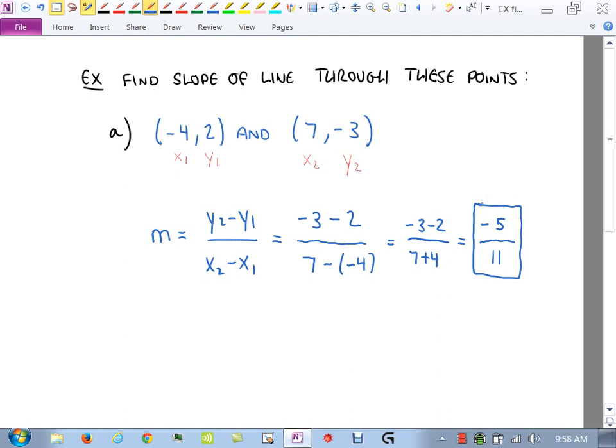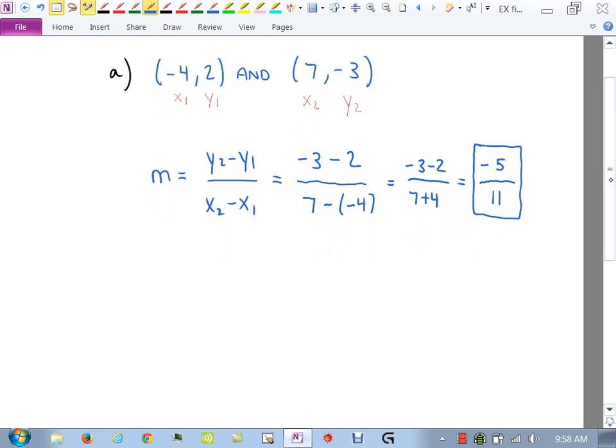So let's just see here. I mean, we're done. We've answered the question. But let's just look at something real quick. If I were to have graphed these 2 points, right? The first point, (-4, 2), would mean I would go which way to try and plot that first point? How do I graph it? (-4, 2).